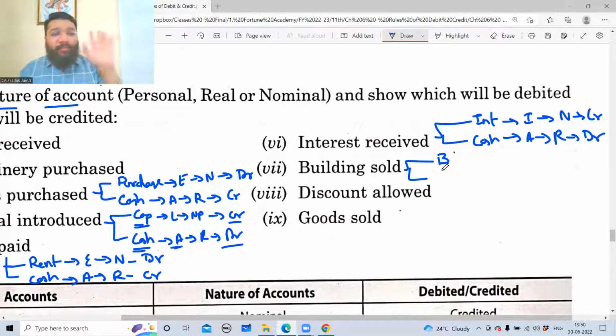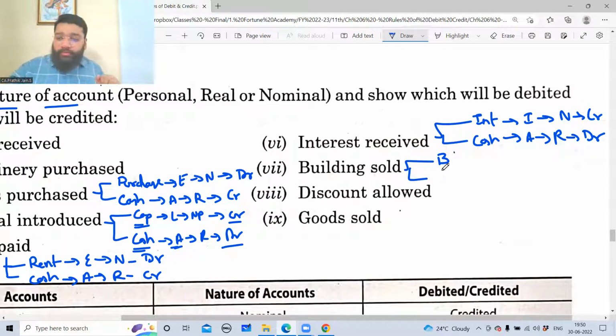Building sold. First of all, let me clarify: it is not a sale. Why? Because only the goods which I buy with the intention to resell can I sell as sales. Building, did you buy it with the intention to sell it or use it? When you bought the building, what was the intention behind purchasing it? To use it. So that building was your asset.